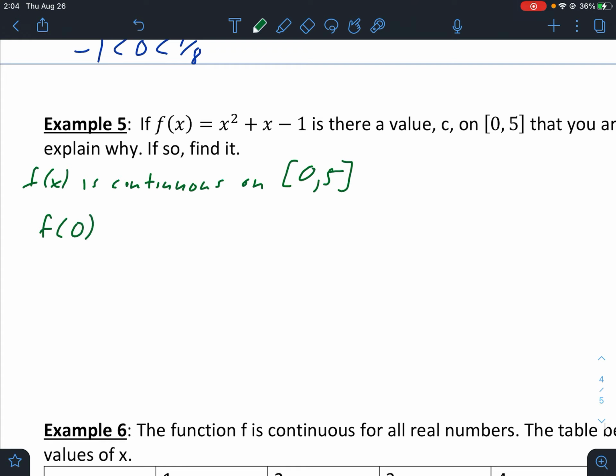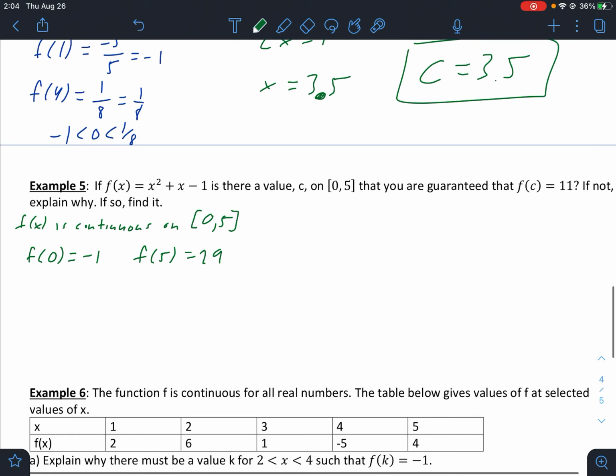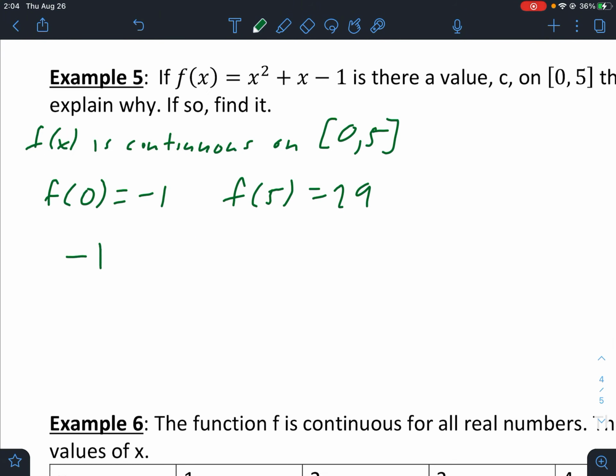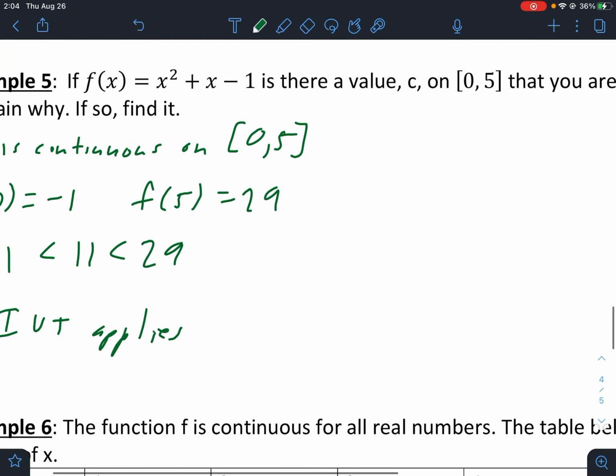All right, so let's find f of 0. That would be -1. And then f of 5, which is 29. And our k value here is 11. Again, pretty obvious that 11 is between those two numbers. So because of all that, we know that the IVT will apply on this problem. And now we can find it.